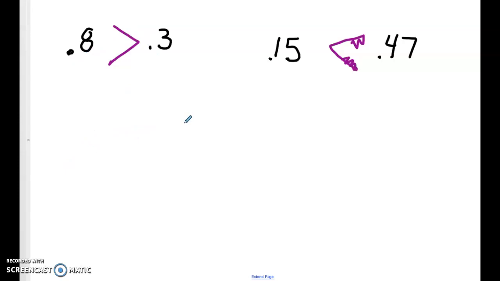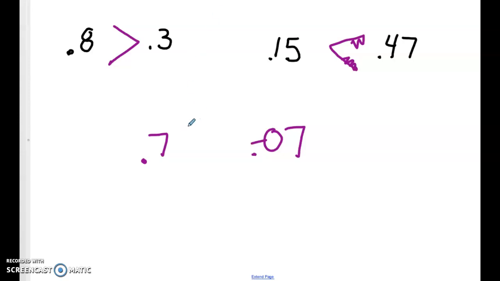8 tenths. Another thing to be aware of when you're comparing decimals is sometimes you will have the same number, but it isn't the same value. For example, in this situation, we have 7 tenths or 7 dimes, and we are comparing it to 7 hundredths. So one of the things you can do is you can fill in with a 0.